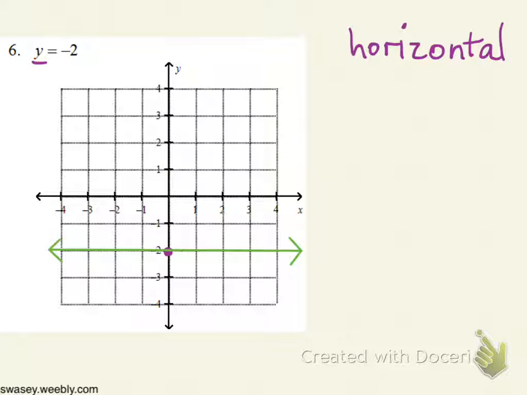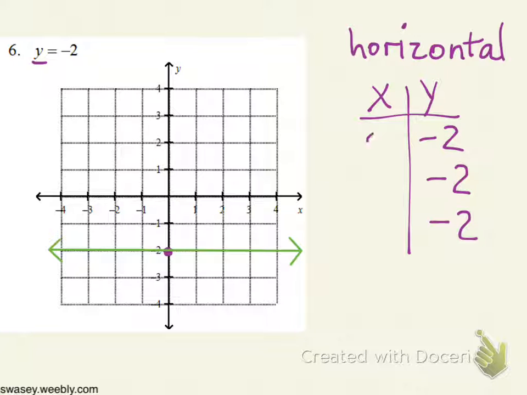Now if you forget that it's horizontal or can't remember if it's horizontal or vertical, you can do a little XY chart and fill in the y values with -2. Pick whatever you want for x, plot those points. We got 0, -2, 1, -2, 2, -2, and you start to see that horizontal line forming.